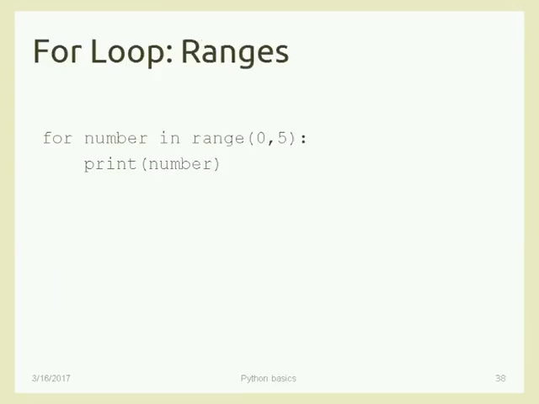The range function defines a range of numbers between a starting number, in this case 0, and an end number, in this case 5. So in this case, we can say for a number in this range between 0 and 5, print the number. Question: what will this for loop print? It will print 0 at the first step, yes, no, maybe?